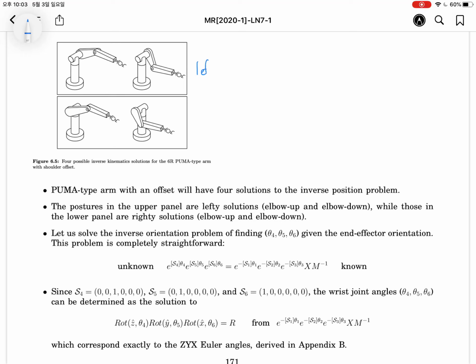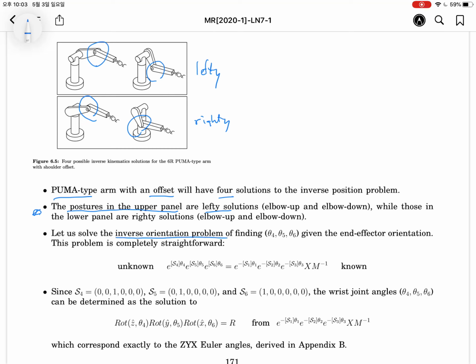As mentioned before, the upper figure shows the lefty solution, elbow up and elbow down. The bottom figure shows the righty computation, one solution, elbow up and elbow down. So the Puma type has 4 solutions in the case that the offset exists. The posture in the upper panel is lefty, and I have explained it already.